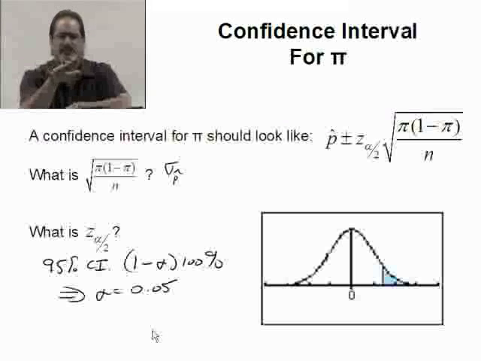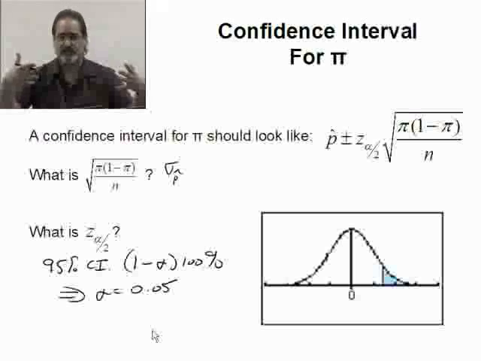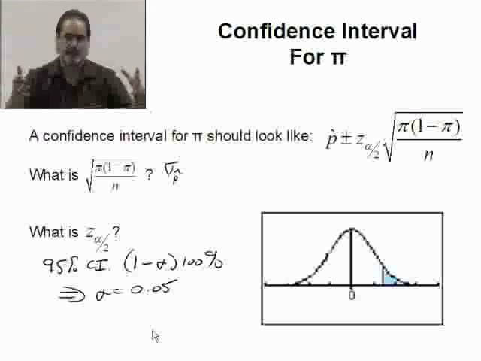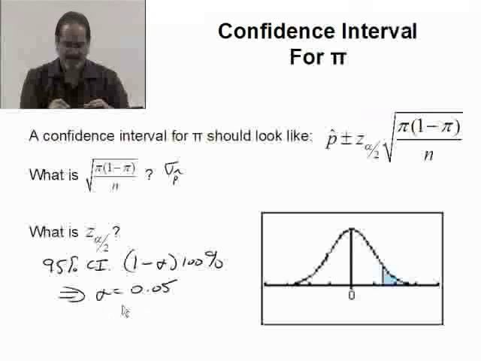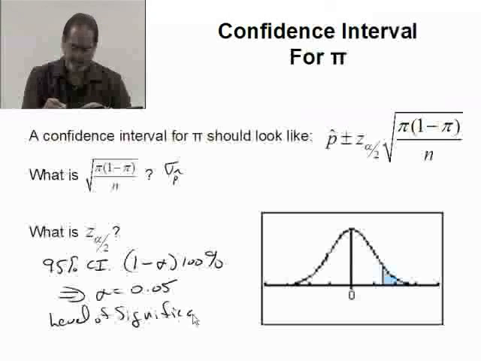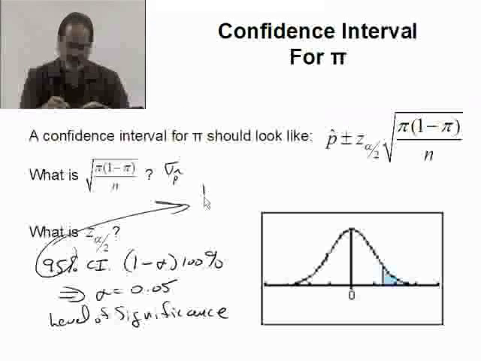So if I'm 95% certain that my parameter is in there, I'm acknowledging that there's a 5%, or whatever alpha happens to be, probability that it is not in there, that I missed. If alpha was 0.02, 1 minus 0.02 is 0.98, I'd be saying I'm 98% certain that I have the true parameter value. So alpha is my level of significance, and 1 minus alpha determines my level of confidence. The 95% is my level of confidence.